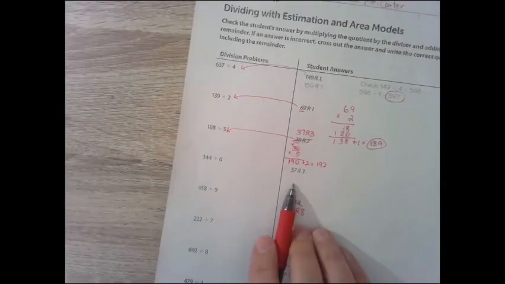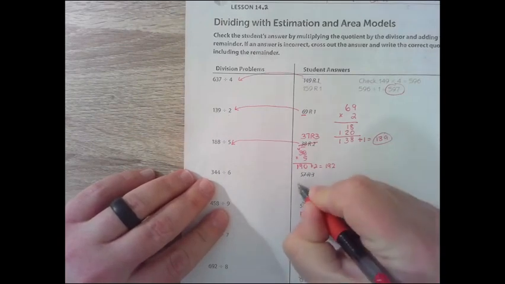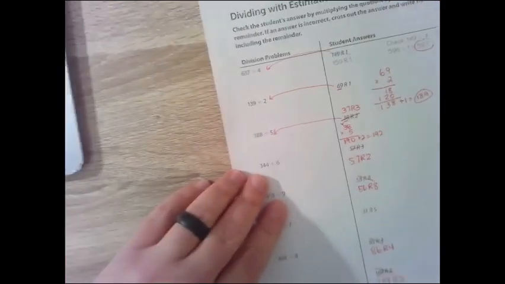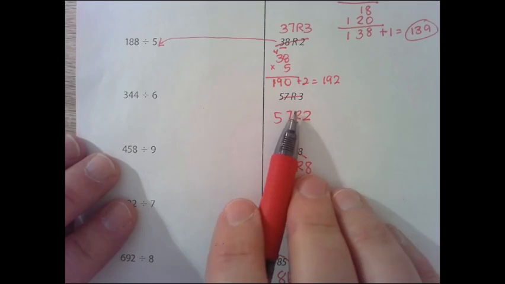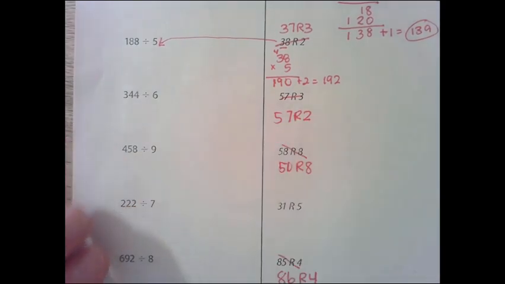So it wasn't 57, remainder 3. It's 57, remainder 2. That was really close, right? The student was really close. They were just off by 1 on the remainder. So the correct answer there is 57, remainder 2.